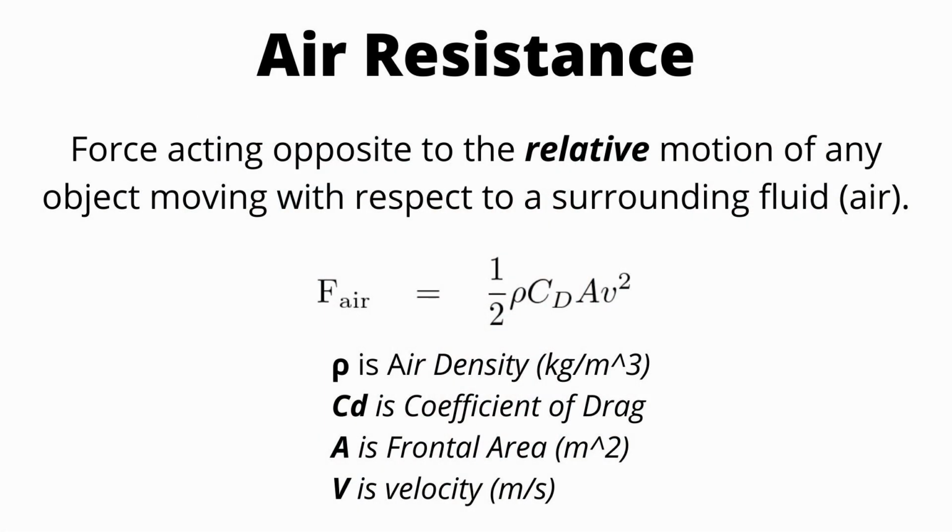It follows a pretty simple formula. Force of air resistance is equal to 1/2 rho, which is air density, multiplied by the coefficient of drag, multiplied by the frontal area of the body. In this case, it's just the frontal area of the car, multiplied by v squared, which is just the velocity in meters per second.